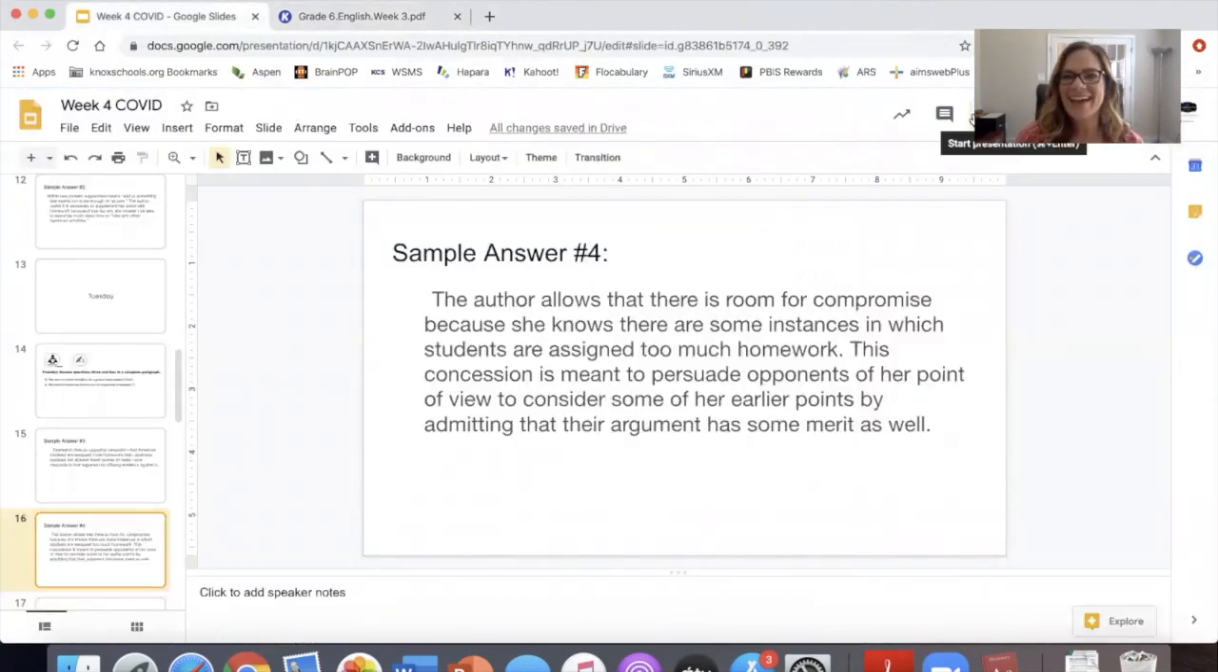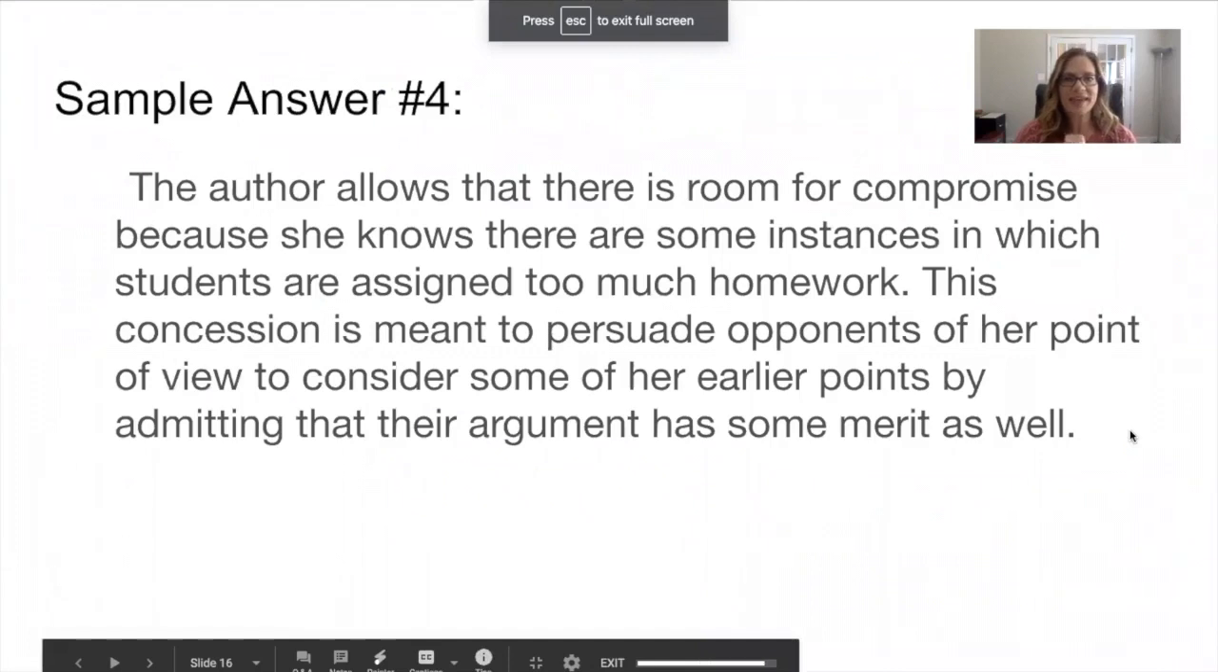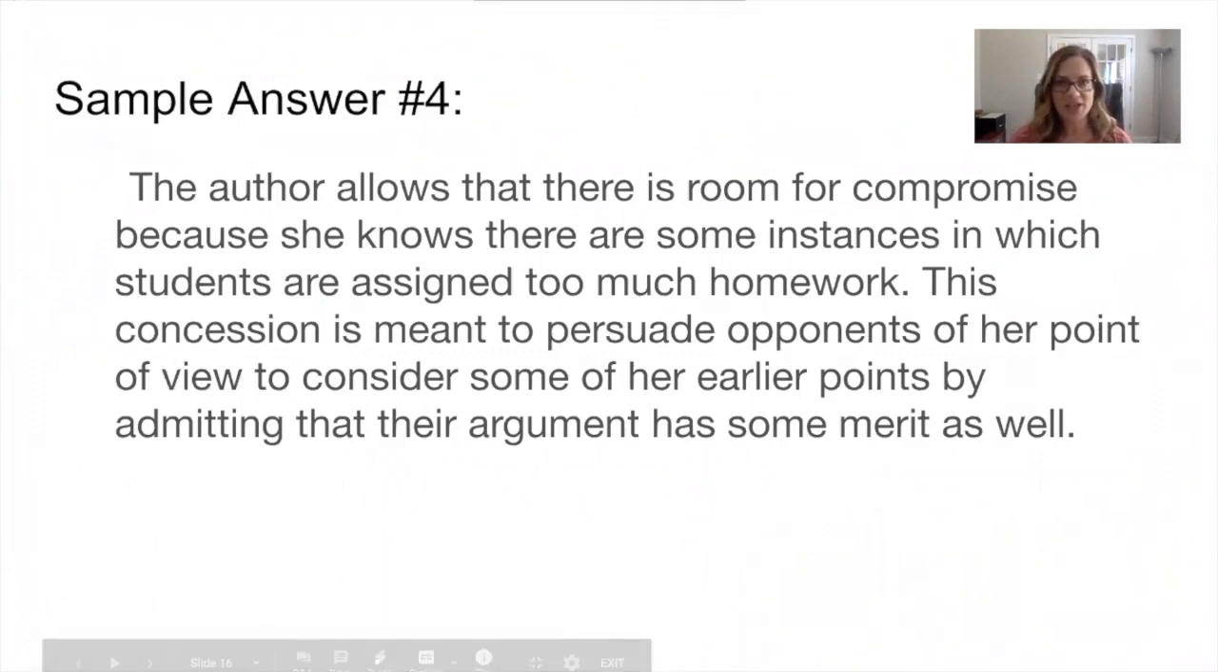Okay. All right, so here's a sample answer for number 4. Again, you can definitely use that R.A.C.E.S strategy here if you wanted to. This is just a sample to make sure that you're kind of hitting the high points. The author allows that there is room for compromise because she knows there are some instances in which students are assigned too much homework. This concession is meant to persuade opponents of her point of view to consider some of her earlier points by admitting that their argument has some merit as well.